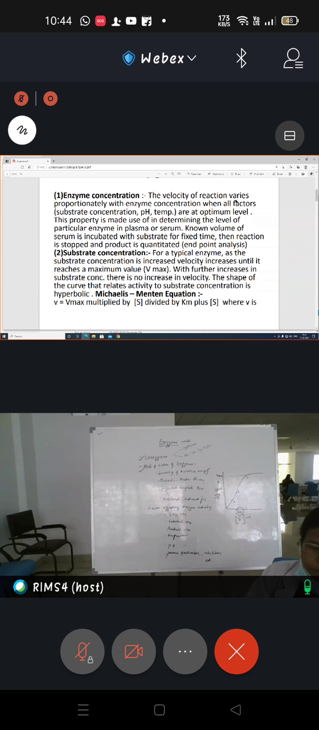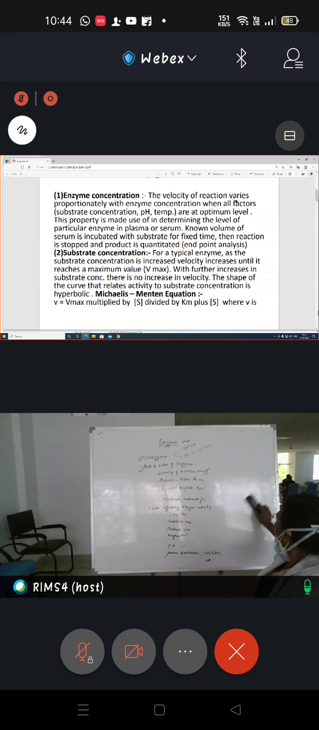Now, Michaelis-Menten equation. What is this Michaelis-Menten?